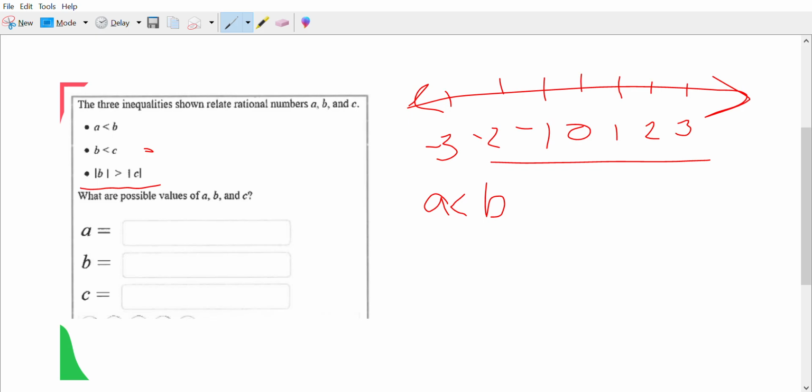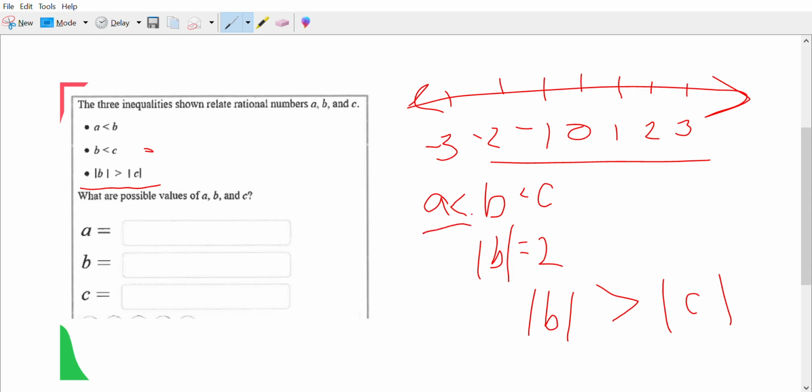So the absolute value of B being -2 is 2. So we need the absolute value of B, which is 2, to be bigger than whatever the absolute value of C is. So if B's absolute value is 2, what number is that larger than? How about -1?